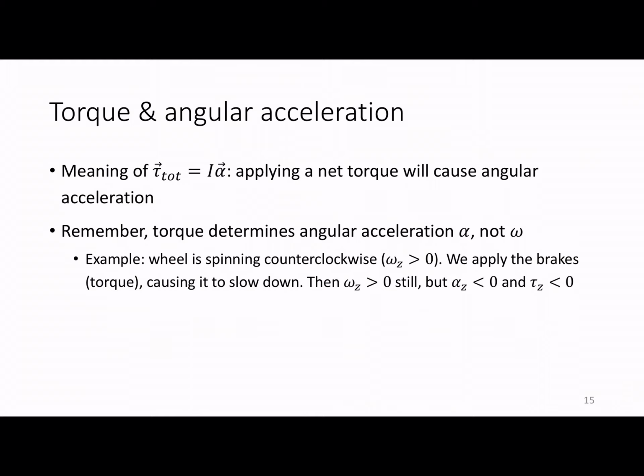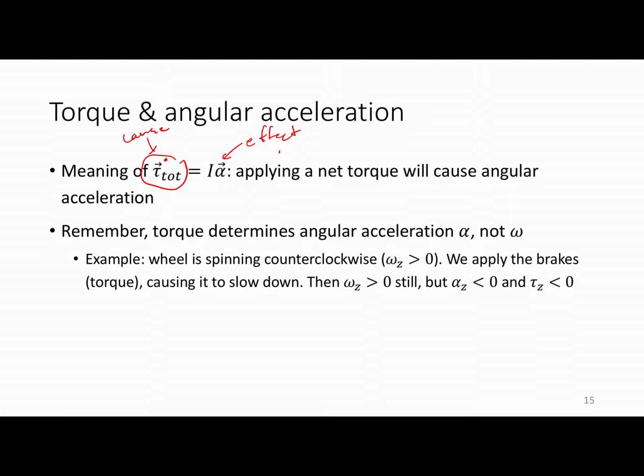What I mean when I write this is that applying a net torque, so if I create a net torque, the effect will be an angular acceleration alpha. So just like Newton's laws, a total torque is going to create an angular acceleration alpha. And I is just this proportionality constant. So exactly like translational motion, I want you to remember torque creates acceleration, angular acceleration alpha. It does not create omega.